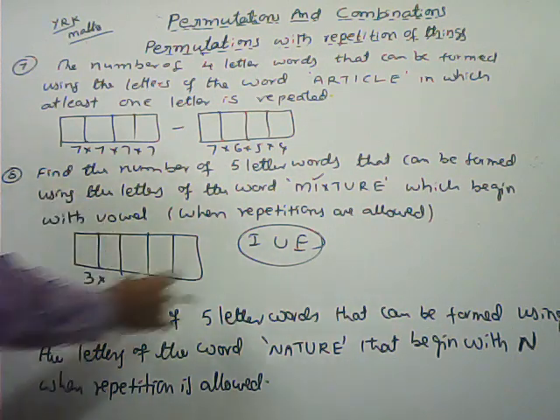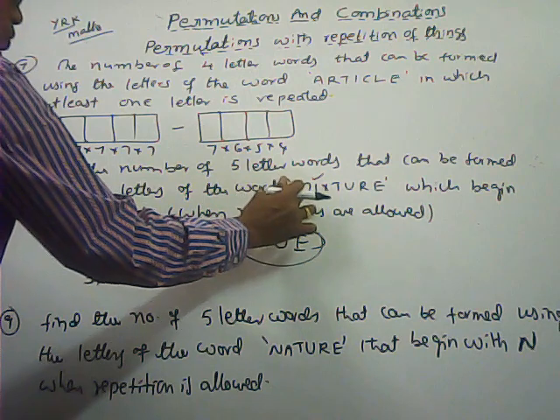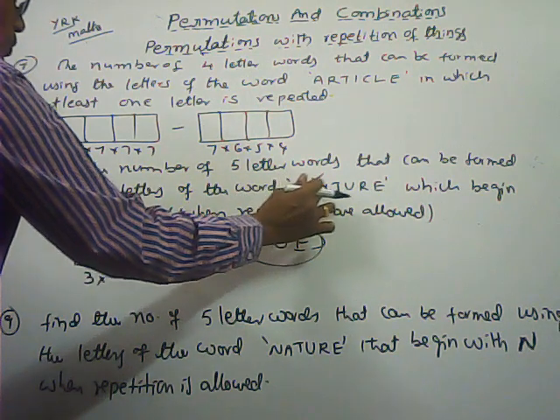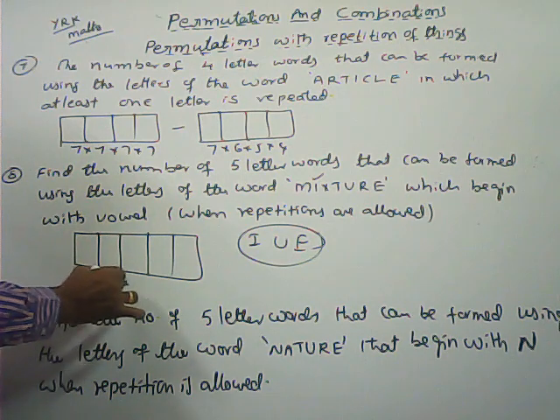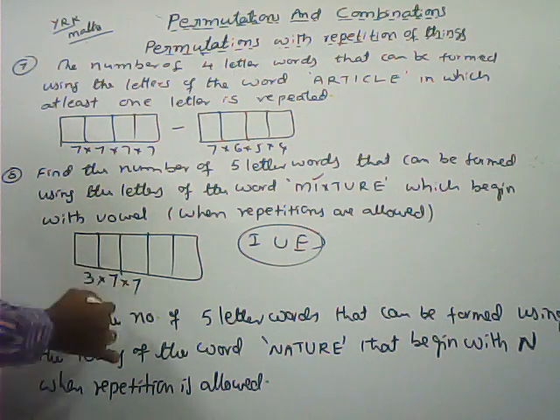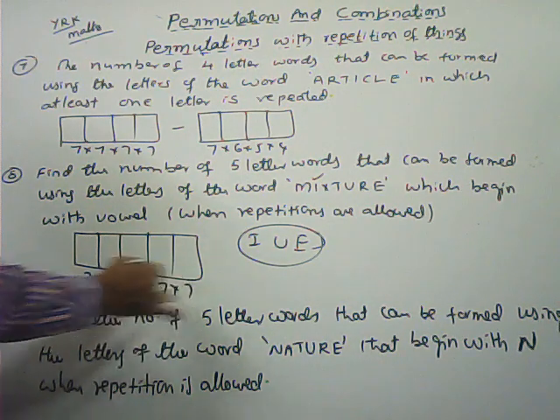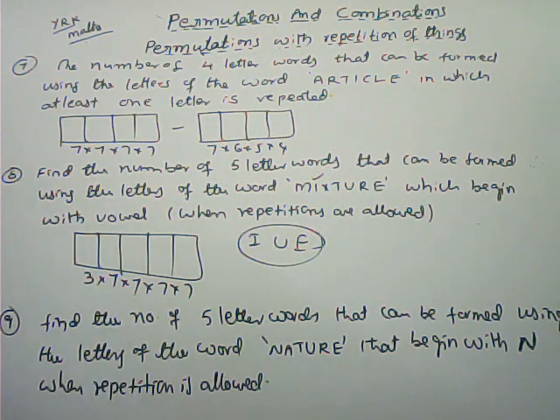Next, second one. Here, repetitions are allowed. Total how many letters are there? 1, 2, 3, 4, 5, 6, 7 are there. So here you can keep any one of the 7 letters. Here also you can keep any one of the 7. 7 into 7. So 3 into 7 power 4.